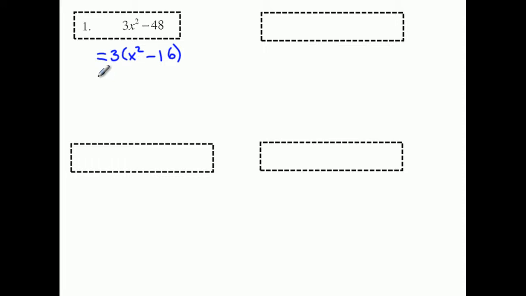There's step 1 done. Next thing you need to ask yourself is how many terms are there? There are 2 terms, and it looks like a difference of squares. So we have something squared minus something else squared. So we can write it as x plus 4, x minus 4. And we're done.